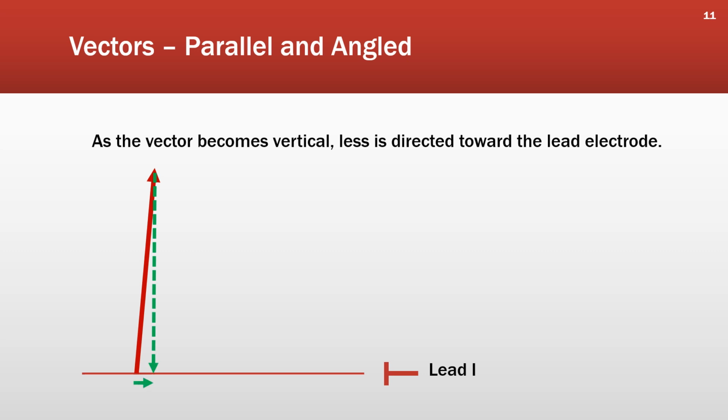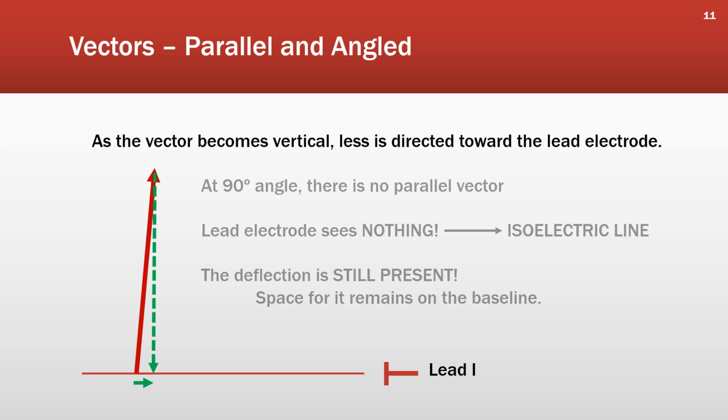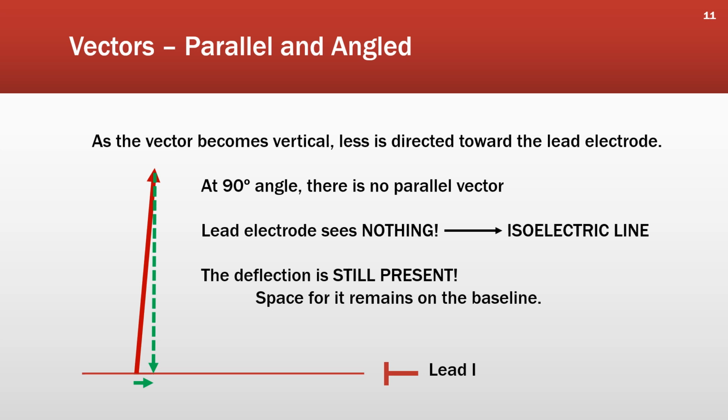Now, as you can see, as the vector becomes more and more vertical, less is directed towards the lead electrode, less shadow appears on that lead. When the vector becomes finally 90 degrees, there is no parallel vector. The lead electrode sees nothing, thus an isoelectric line. The deflection is still present. You can see it in other leads, and space for it will remain on the baseline, but you will not see a deflection for an impulse that is traveling at 90 degrees, traveling perpendicular to a lead axis.